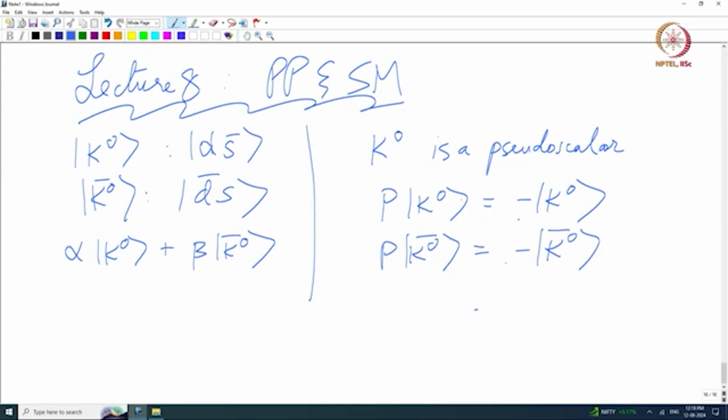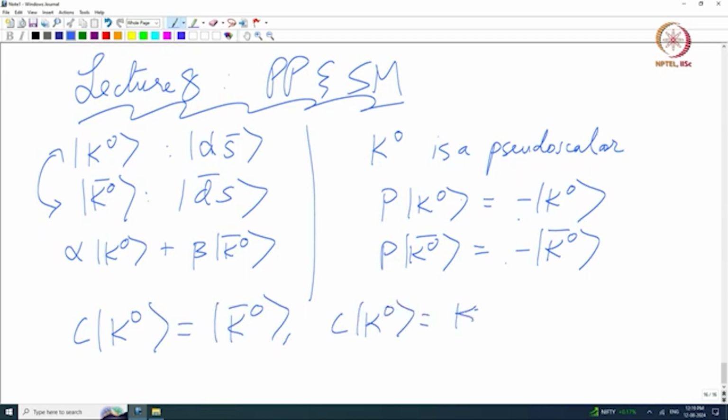What about charge conjugation? Is K0 a charge conjugation eigenstate? Obviously not, right. K0 is not K0 bar, we just saw it right here. It is not its own antiparticle, one is d s bar, the other is d bar s. But what I can do is see what happens if I apply C on these states. Obviously I am going to get this, so that is trivial, good.